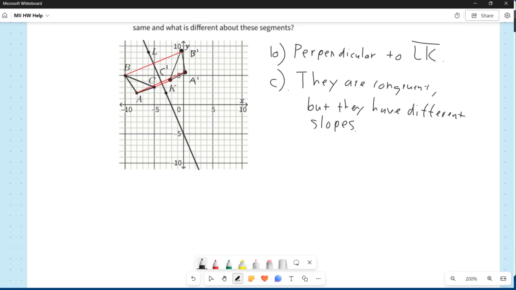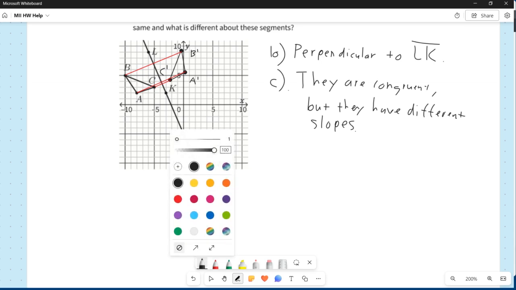Part D. Translate triangle ABC. That's the original triangle. Translate ABC down 8 units and right 10 units. Label your new image A double prime, B double prime, C double prime. The formatting's a little off on that question, but that's fine. So we're going to go down 8 and to the right 10. All right, this is going to be easier than the reflection. This is not going to take us nearly as much time.